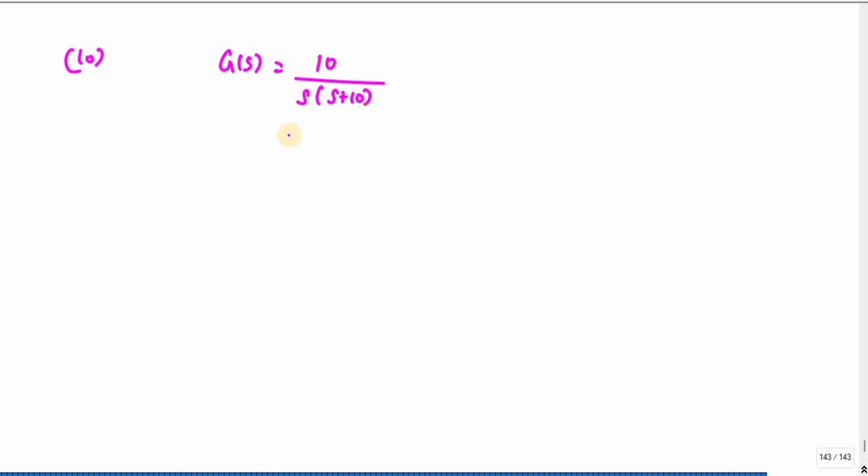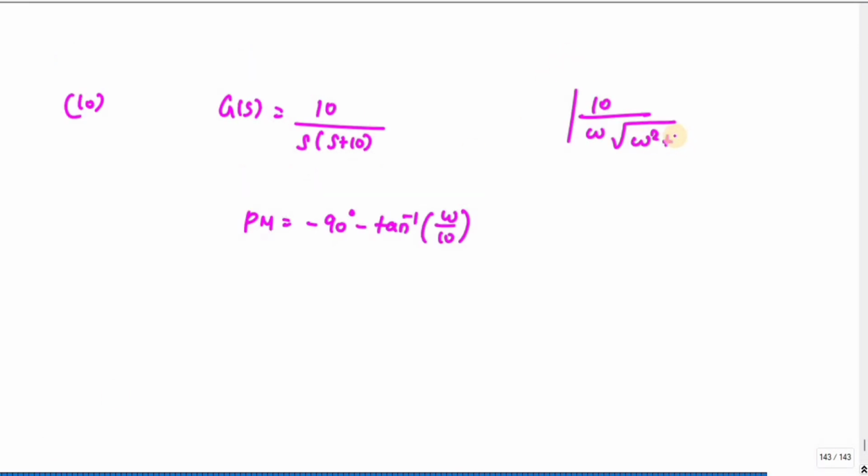So the next question, 10th question: G(s) is equal to 10 divided by s into (s plus 10). Notice the phase margin is 180 plus the phase, so that is equal to minus 90 degree minus tan inverse of omega divided by 10. So if I take the magnitude of this one, 10 divided by omega gc into root of (omega gc the whole square plus 100) is equal to 1.